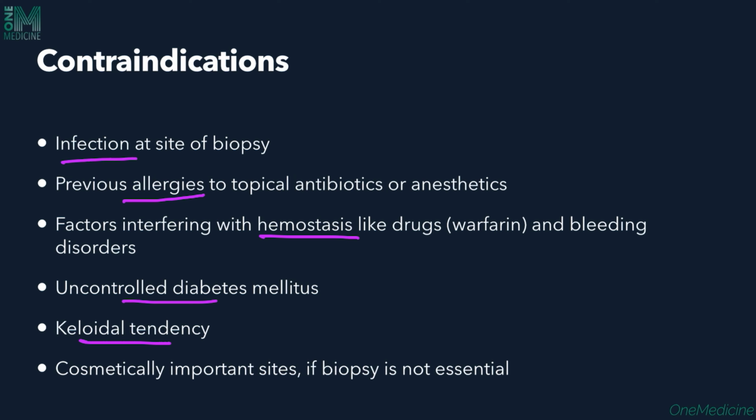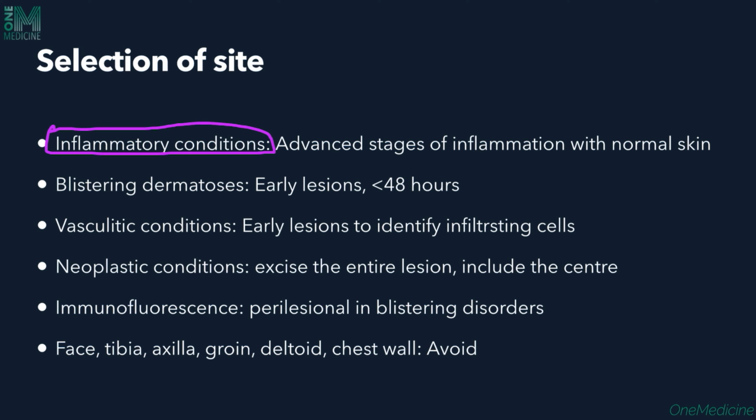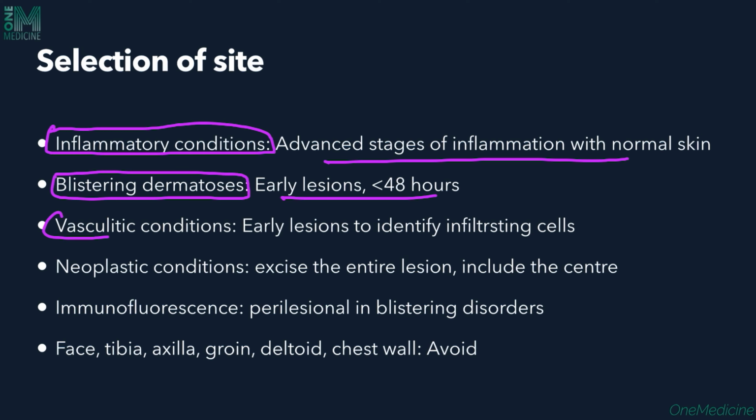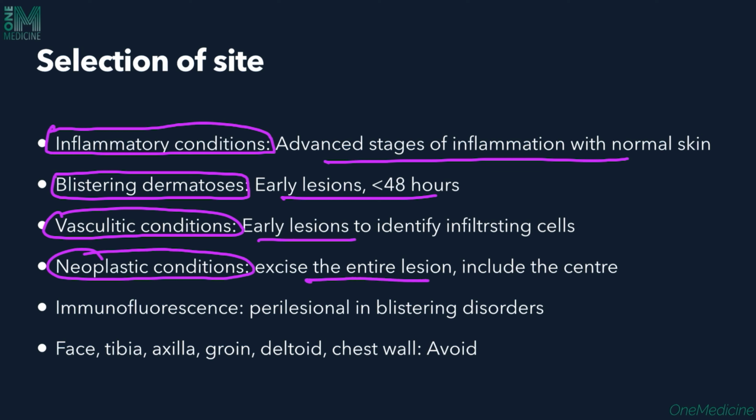In inflammatory disorders, that is in psoriasis and other diseases, the lesion with advanced stage of inflammation is chosen along with the normal skin. In blistering disorders, that is in bullous disorders, early lesions which are less than 48 hours old are chosen. In vasculitic conditions, early lesions are again chosen. In neoplastic conditions, we should excise the entire lesion as a whole, including the center of the lesion. If you're sending it for direct immunofluorescence, perilesional skin has to be biopsied. Mostly it is done in blistering disorders.